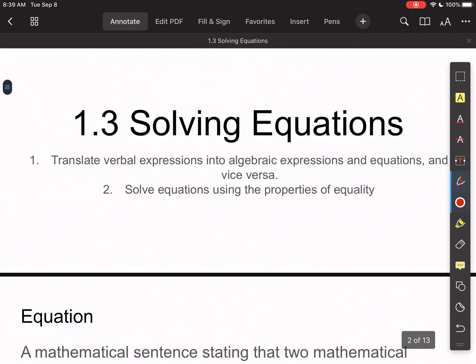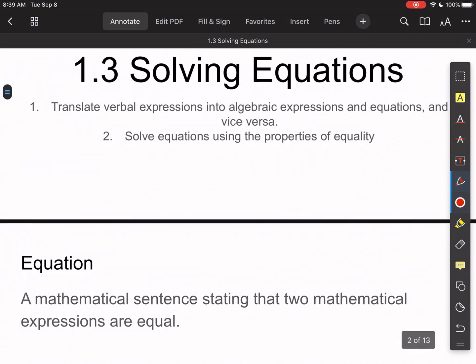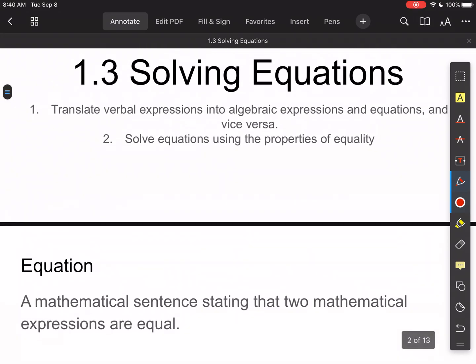Moving on. So this is now 1.3, solving equations. If you want to follow along in your textbook, that might be helpful to you. Let me just look to see what page this is on. This is on page 18 in your textbook. Okay, so page 18. Here we go. We're solving equations today.